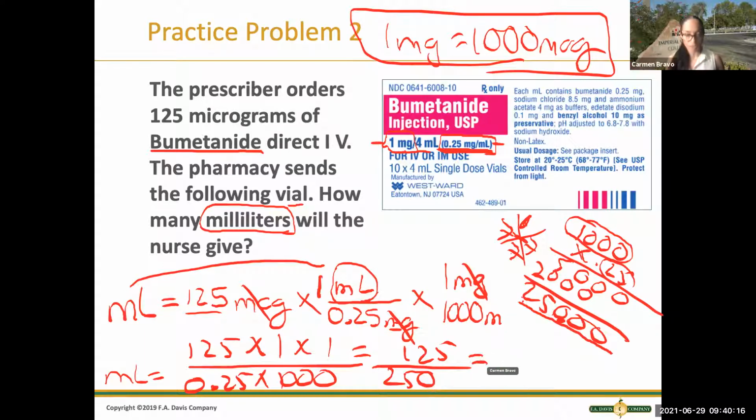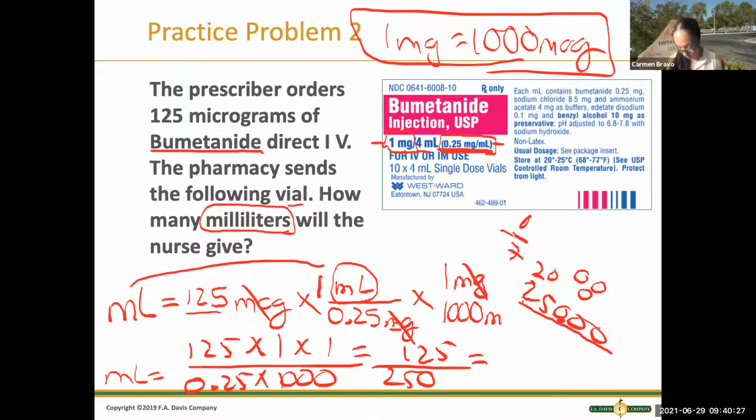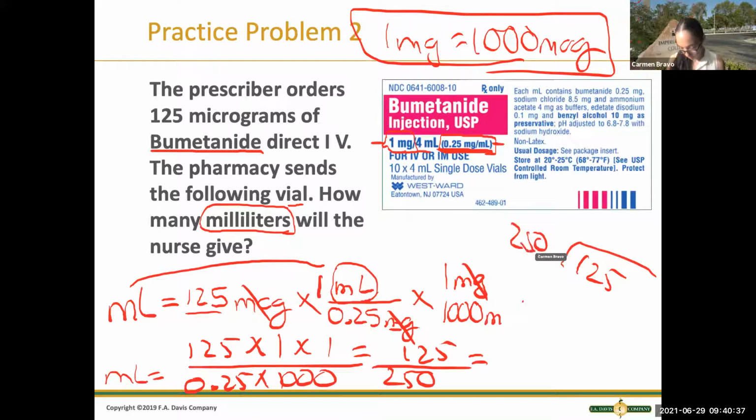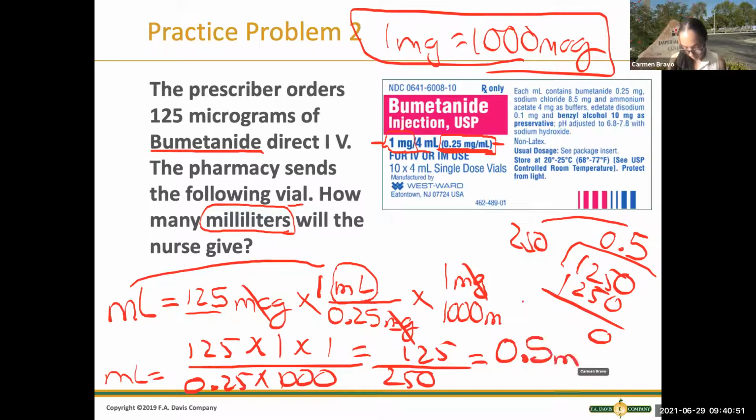So if we divide 125 by 250, it's going to be 0.5, but I'm just going to do it so you can see. So 125 divided by 250. It doesn't fit, so I'm going to do 5. Okay, so my answer is 0.5 mLs.